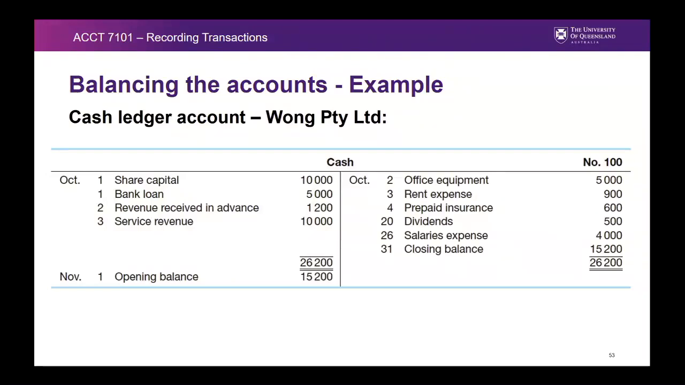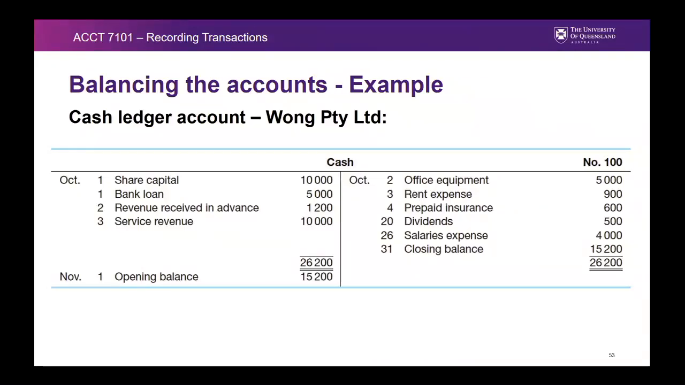Or I can work backwards. So to illustrate how I get that cash ledger account, I'll work backwards. So I'll look at that T ledger and I'll work out what were the journal entries that enabled me to create that T ledger. So in the case of Wong, I've done the first few.